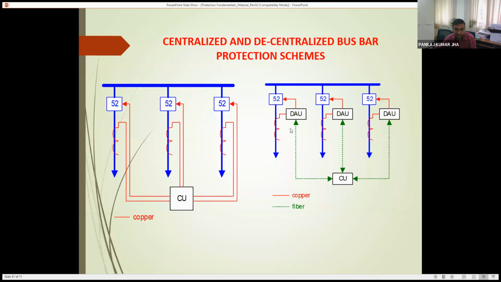So your copper cable will be from this data acquisition unit to breakers and from the current transformer to the data acquisition unit only. So there will be a huge reduction in copper cable, but at the same time, this has certain limitations. Like suppose this fiber optic cable becomes damaged. In that case, your bus bar protection will be in the blocked condition.